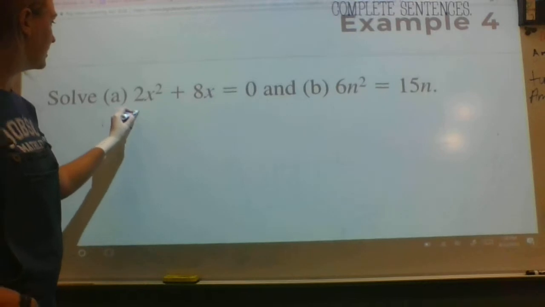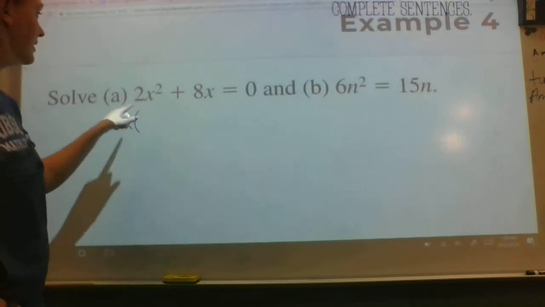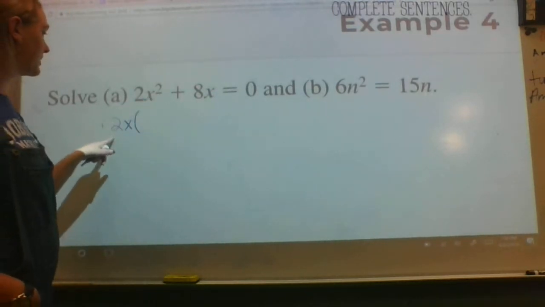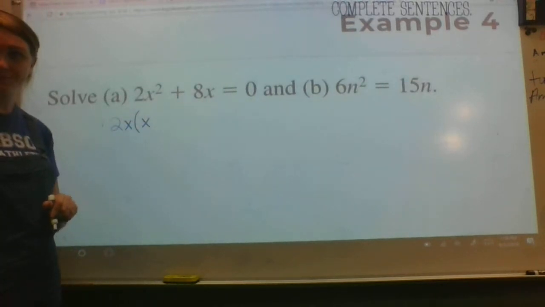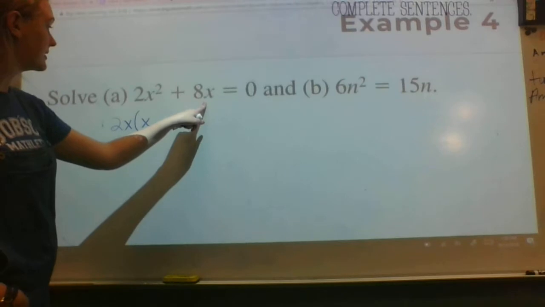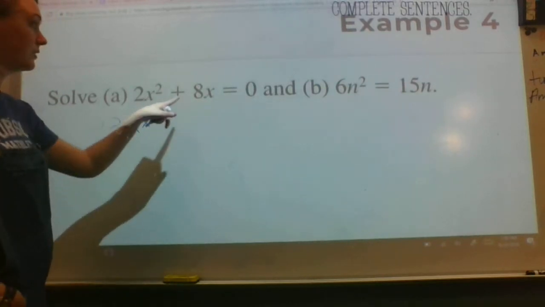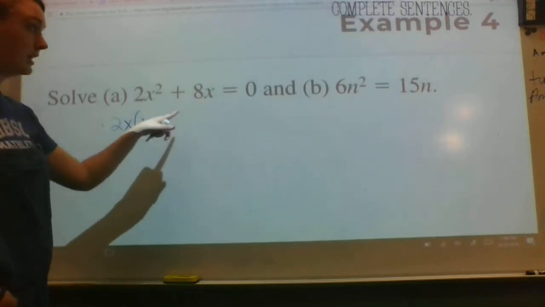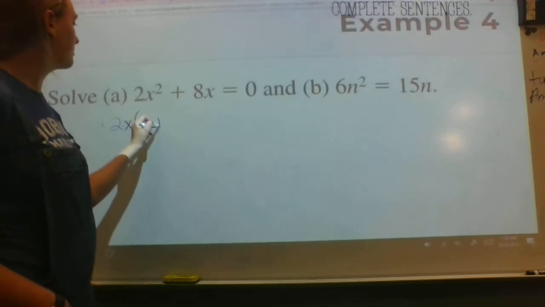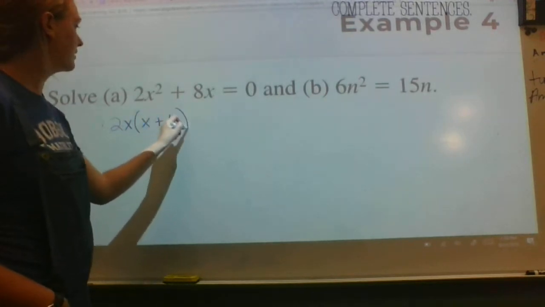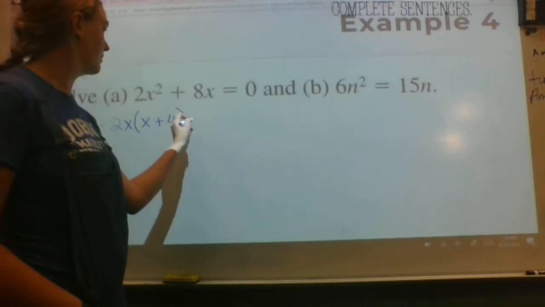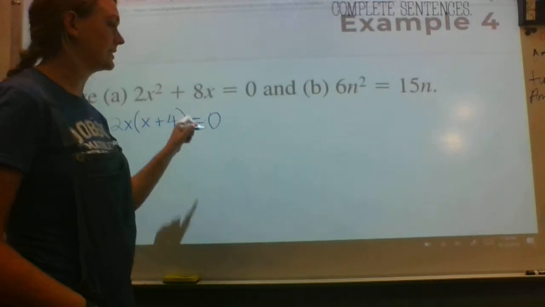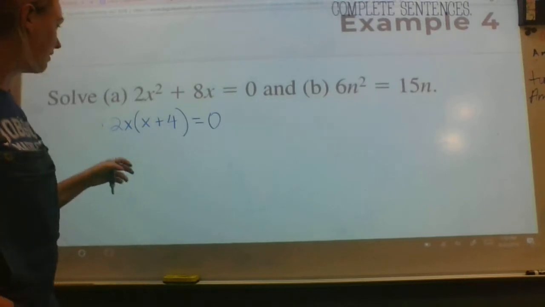Now I'm going to put what's left over inside. 2x squared divided by 2x leaves me just with a sole little x. 8x divided by 2x, well, 8 divided by 2 is 4, and the x's are going to go away, plus 4. Well, it tells me already it equals 0. They're being nice to us. They always make it equal 0. That's very sweet of them.